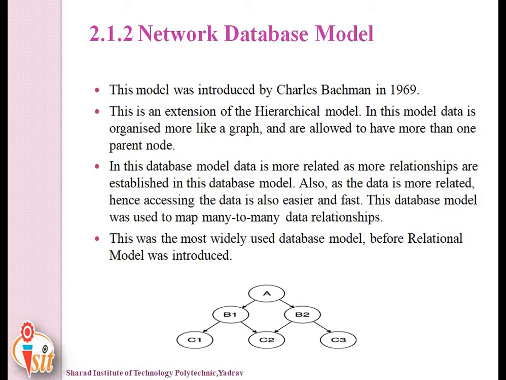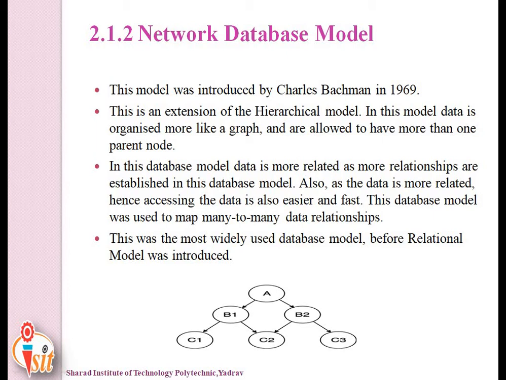Now let's discuss the features of the network model. The first one is the ability to merge more relationships. In this model, as there are more relationships, data is more related. This model has the ability to manage one-to-one relationships as well as many-to-many relationships. The second feature is many paths. As there are more relationships, there can be more than one path to the same record. This makes data access fast and simple.